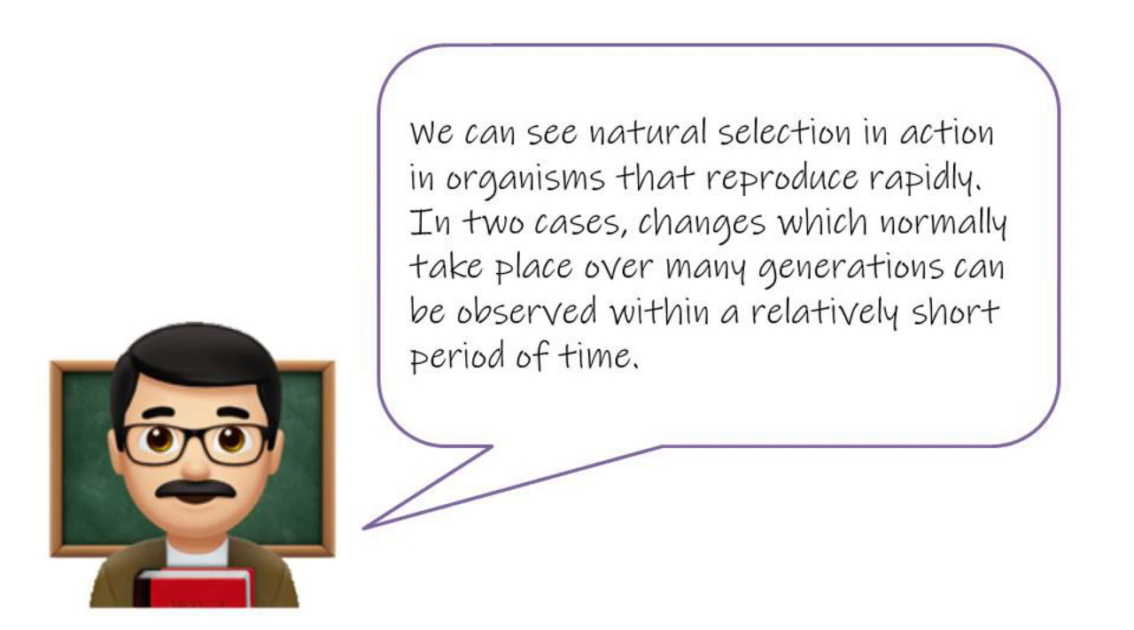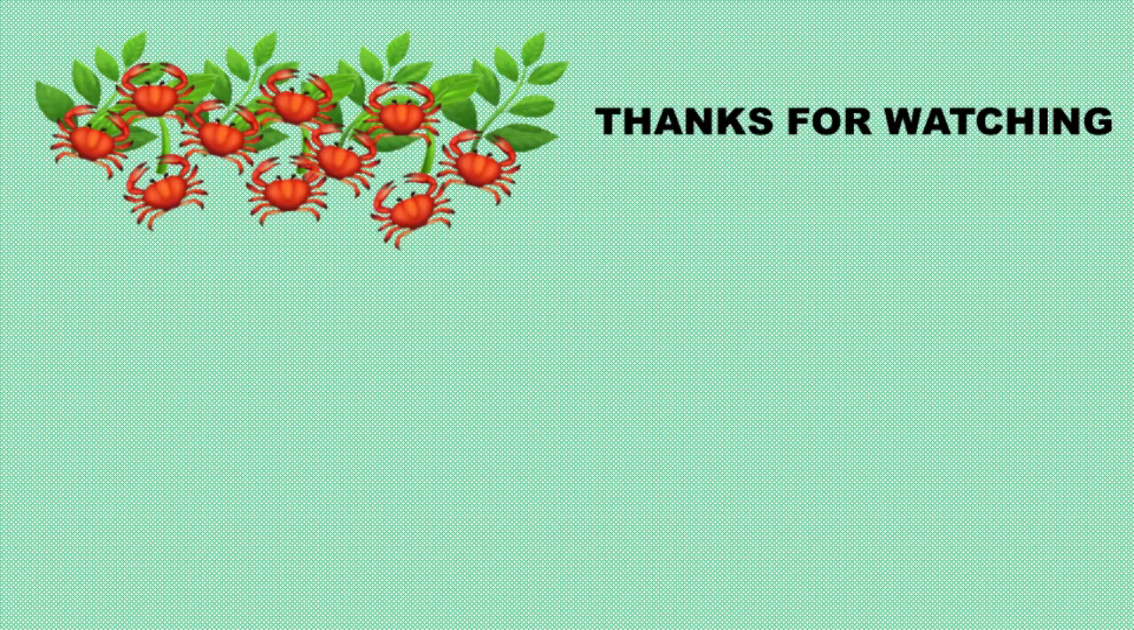We can see natural selection in action in organisms that reproduce rapidly. In two cases, changes which normally take place over many generations can be observed within a relatively short period of time. This is the end of the video.